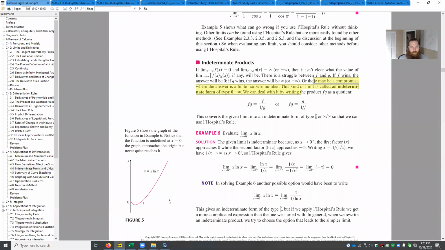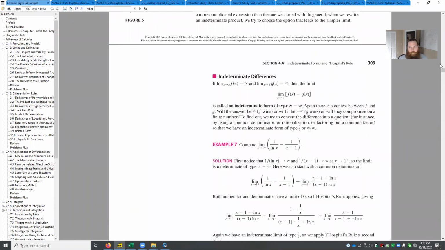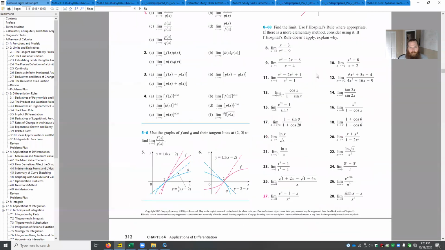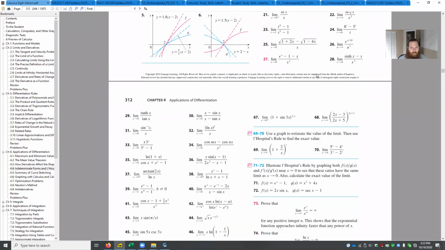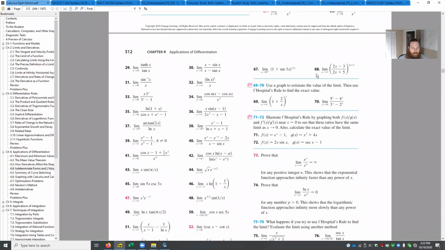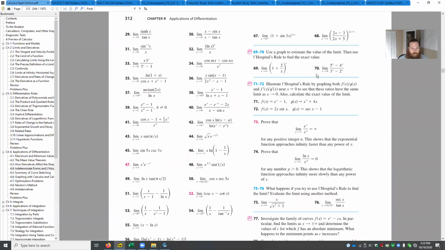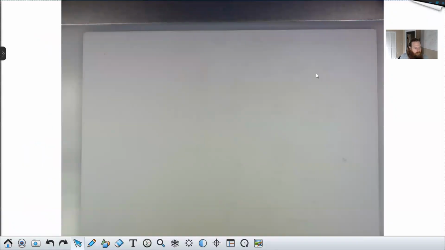What do we have here? I'd like to do one more. It's a little challenging. But they only do the single example there. So we're going to need to grab something from here. Let's see, indeterminate products. Oh, I got one. Here we go.